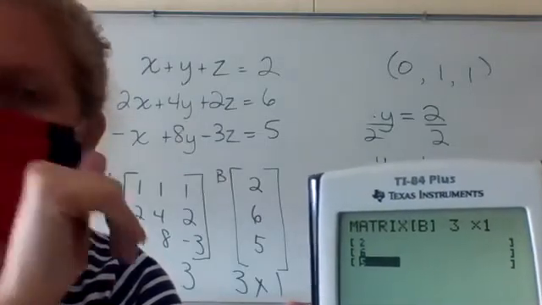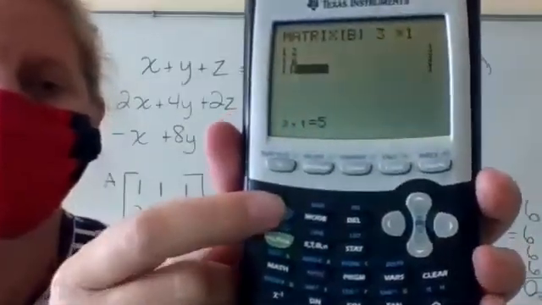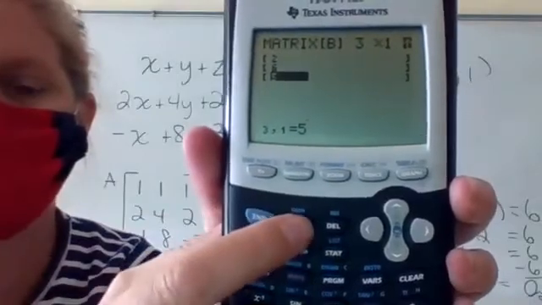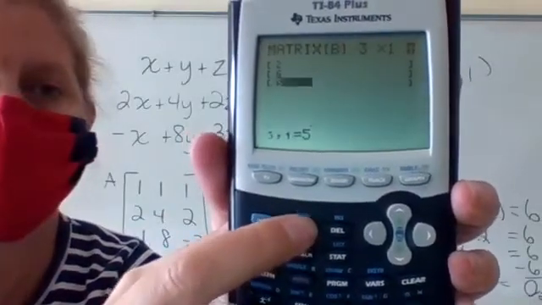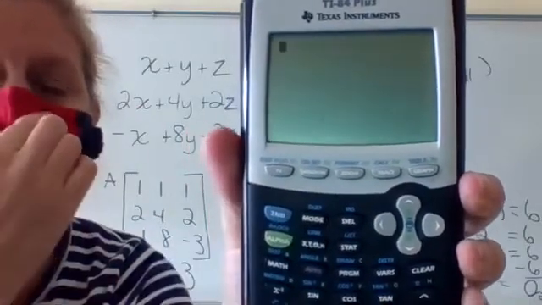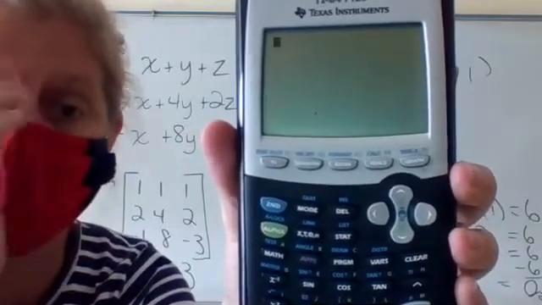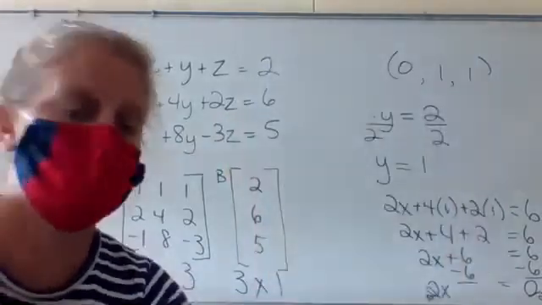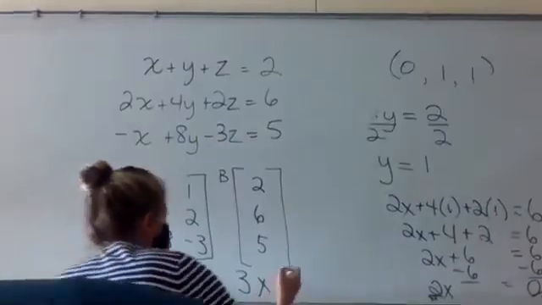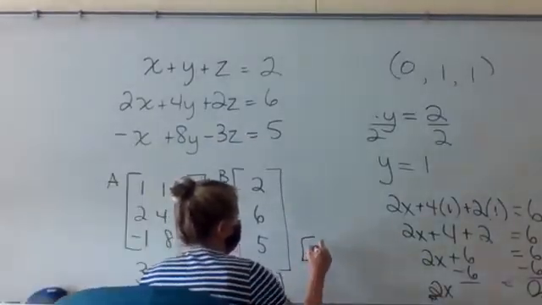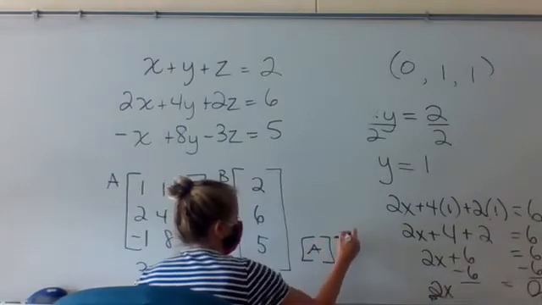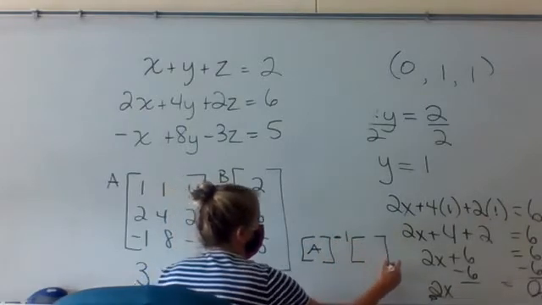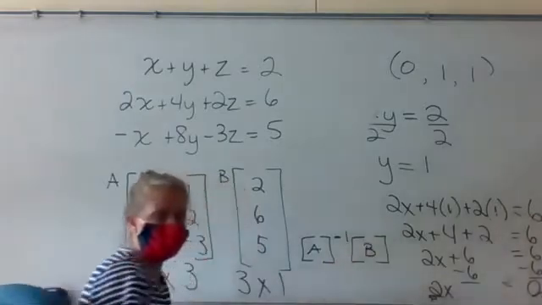Now you want to quit everything you're doing. So hit the second button, and then right next to second, hit quit. That'll get you to your home screen. If anything's in there, just clear it out. Now remember, the final step is to do matrix A to the -1, matrix B.